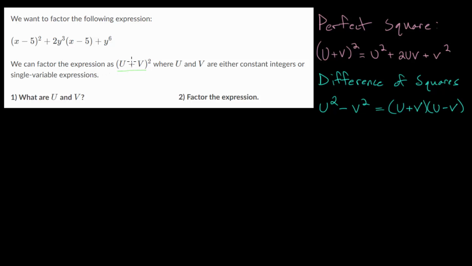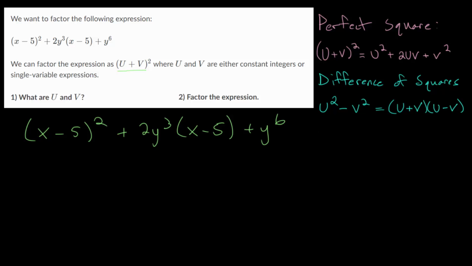So for this particular problem, they tell us that we can factor the expression as u plus v squared. And we need to figure out what u and v would be and then actually write it in its factored form. So this is the case of a perfect square here. So let's first start by just rewriting the problem to get a little bit more familiar with it. So we have x minus 5 squared plus 2 times y to the third multiplied by x minus 5 plus y to the sixth.